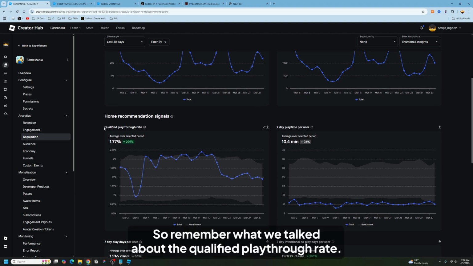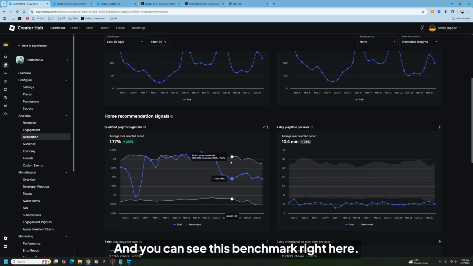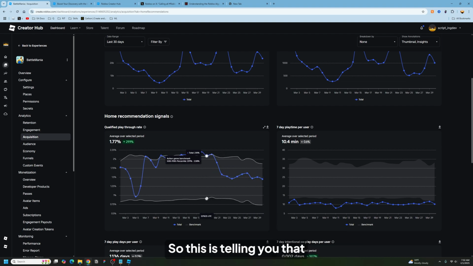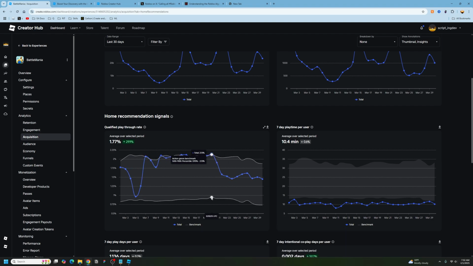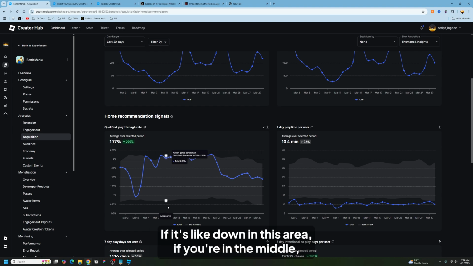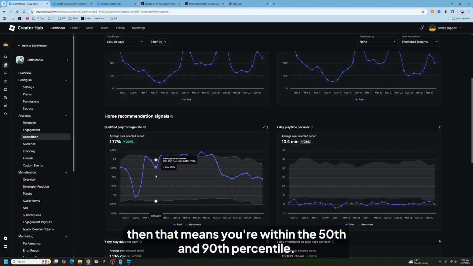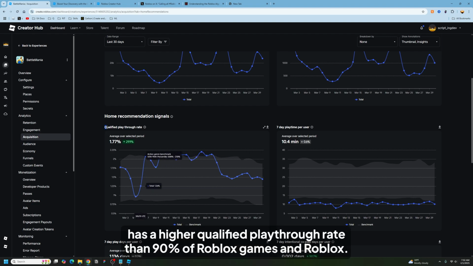So remember what we talked about, the qualified playthrough rate? You can find that over here, and you can see this benchmark right here. This is telling you that if your qualified playthrough rate is below this point, you're worse than 50% of Roblox games. If you're in the middle, you're within the 50th and 90th percentile. And if you're above this top area, then you're above the 90th percentile, which means your game has a higher qualified playthrough rate than 90% of Roblox games.